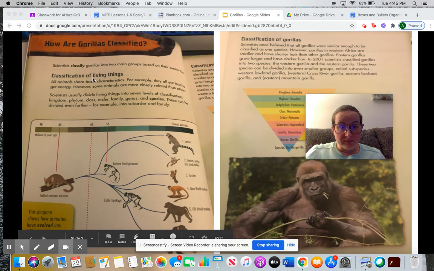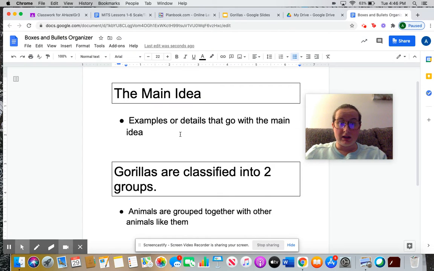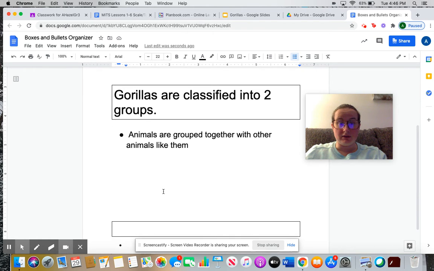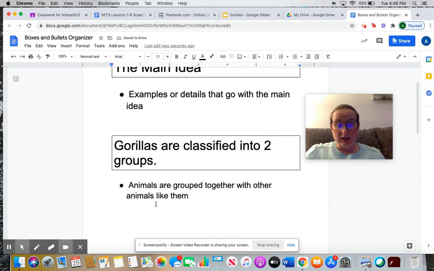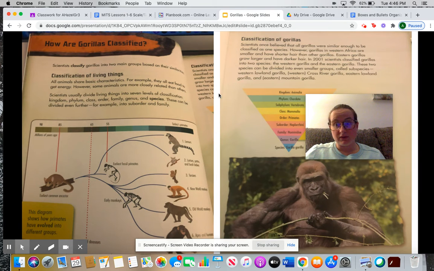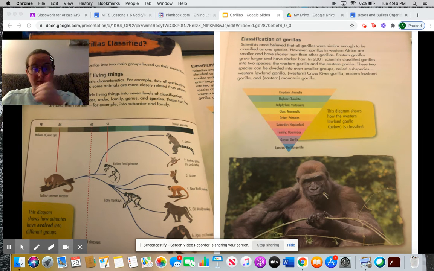All right, so we have read this page right here. How are gorillas classified? And we know that gorillas are classified into two main groups based on their similarities. So we put in our boxes and bullets organizer that gorillas are classified into two groups. That's what we think the main idea is. And we read the page, and from there we said animals are grouped together with other animals like them.